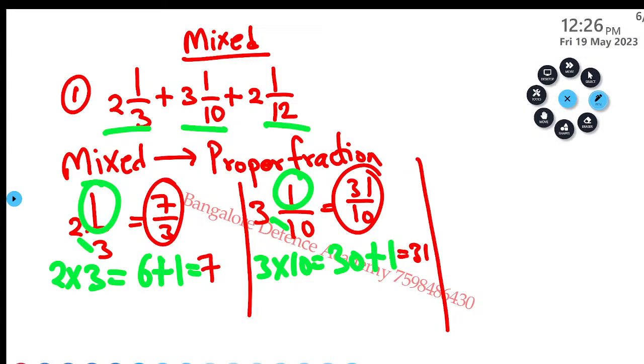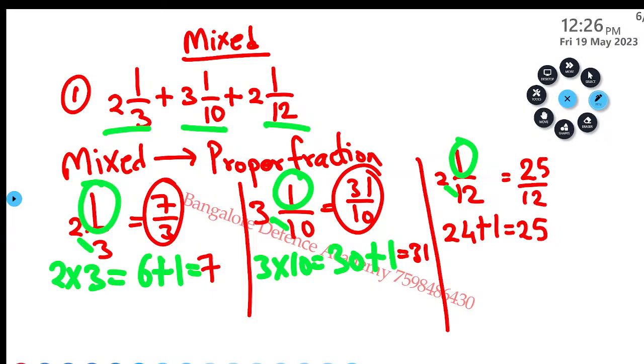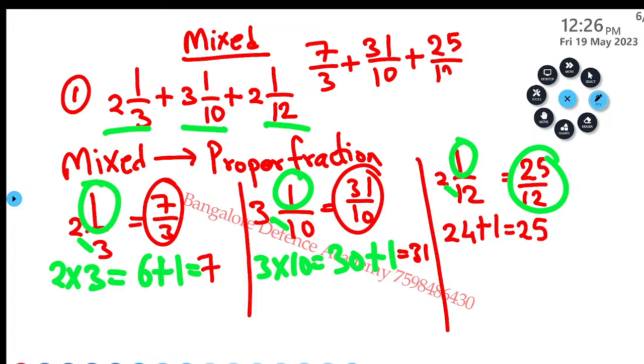Now the third fraction, you have 2 1 by 12. So what is 2 into 12? It gives you 24. And what is remaining on top? 1. 24 plus 1 gives you 25. So this becomes 25 by 12. So now you have to add these fractions, that is 7 by 3 plus 31 by 10 plus 25 by 12. Now this becomes a proper fraction. Now you take the LCM of 3, 10, 12 and then proceed with the question. This is how you are going to do the questions.